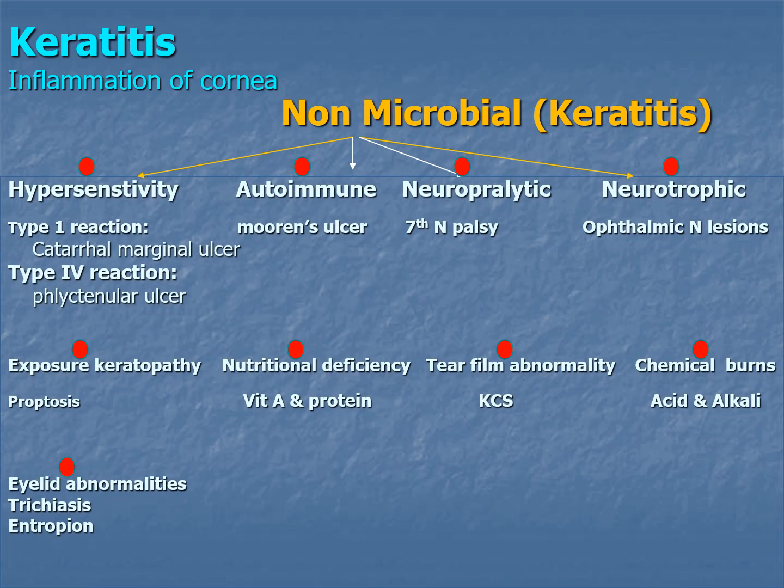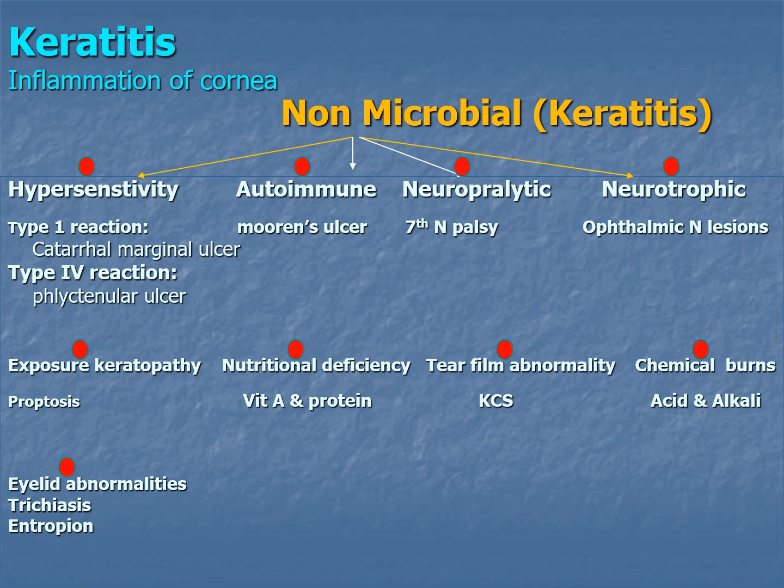Now come to the non-microbial causes. So non-microbial causes of the inflammation of the cornea, it may be the hypersensitivity reaction. Hypersensitivity type 1 reaction causes catarrhal marginal ulcer and type 4 reaction causes phlyctenular ulcer. It may be autoimmune as in Mooren's ulcer. It may be neuroparalytic in case of seventh nerve palsy, and it may be neurotrophic in case of ophthalmic nerve lesions, as the ophthalmic nerve supplies the cornea.